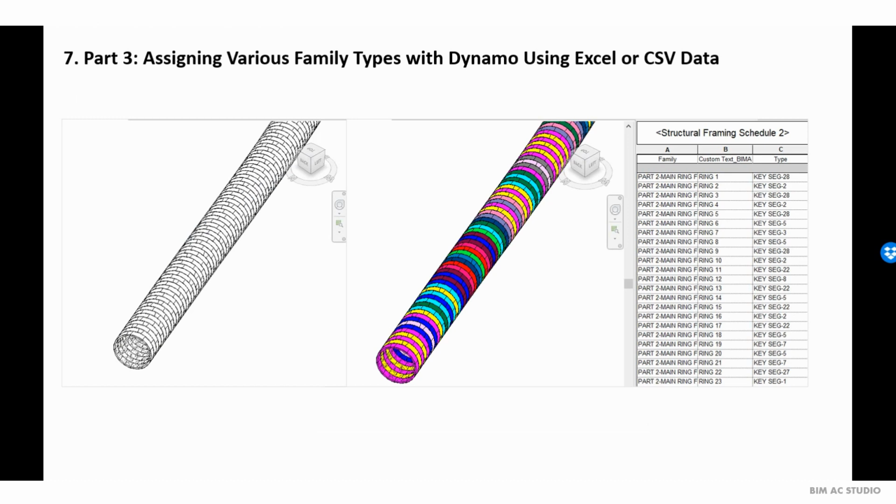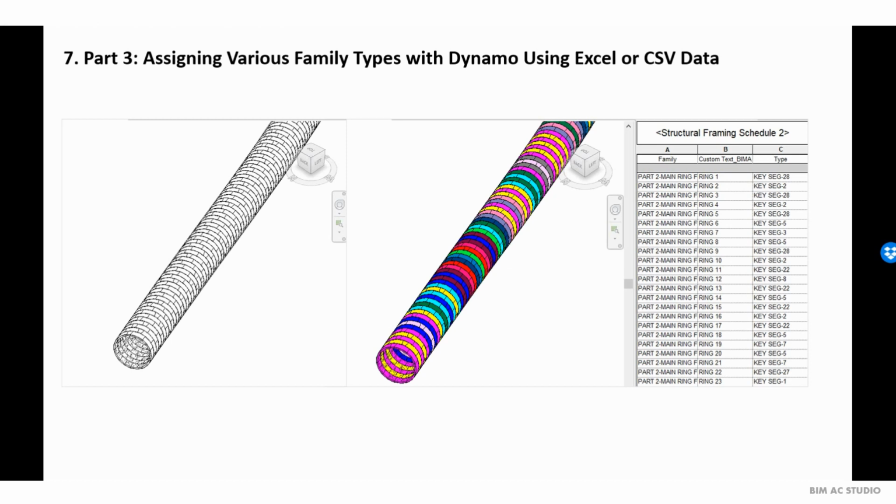Alright, so whether you are using the Excel or CSV data, after you have completely run your Dynamo script, you will get the end result as shown in this screenshot. The left screenshot is before I do the filtering, so here is the end result. The middle screenshot is after I set up the filter based on the key segment naming.